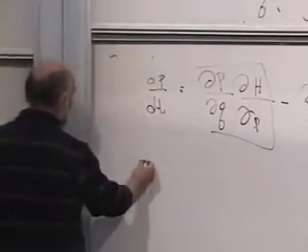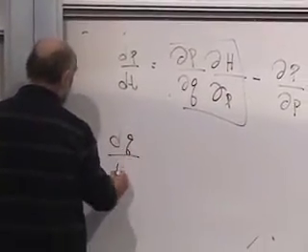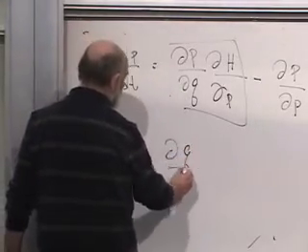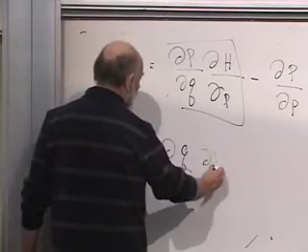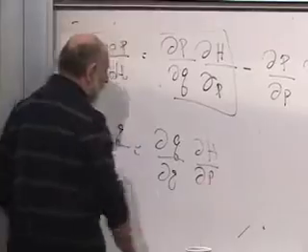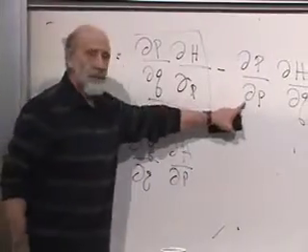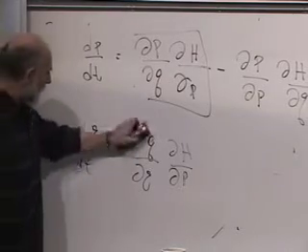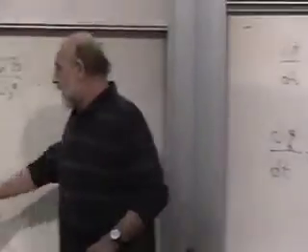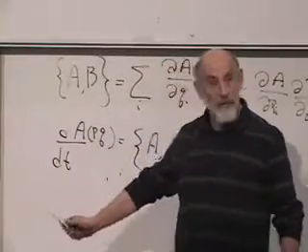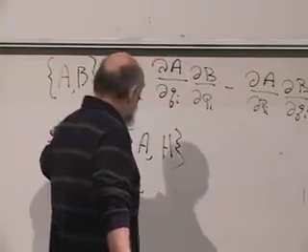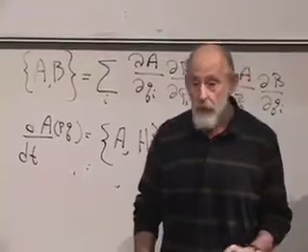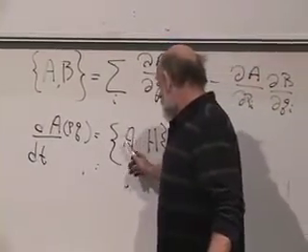The other Hamilton equation is dQ by dt is equal to, now we substitute in dQ by dQ, dH by dP. And now we're going to have another term where we'll have dQ by dP, but that's 0. dQ by dP is 0, dQ by dQ is 1, so the other Hamilton equation is also of the form that the time derivative of an arbitrary function of P and Q is in fact equal to the Poisson bracket of the function with the Hamiltonian.